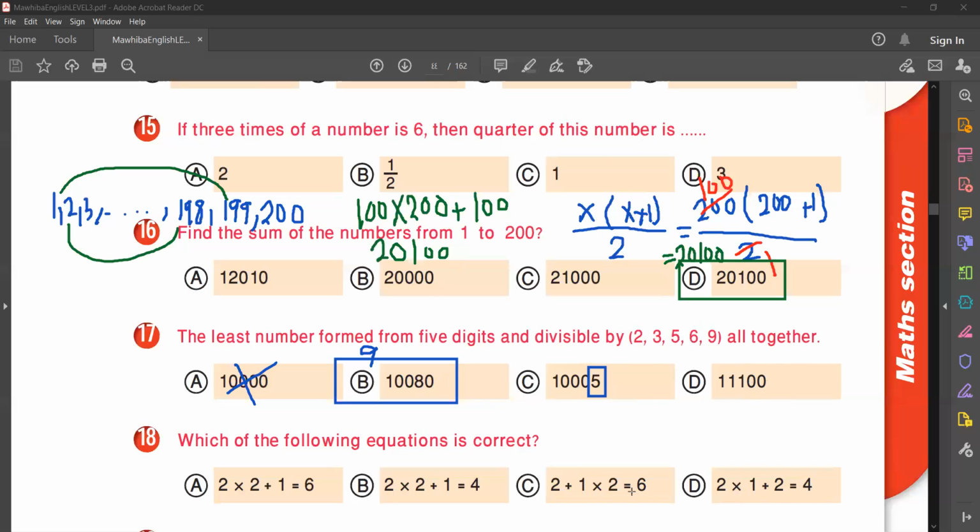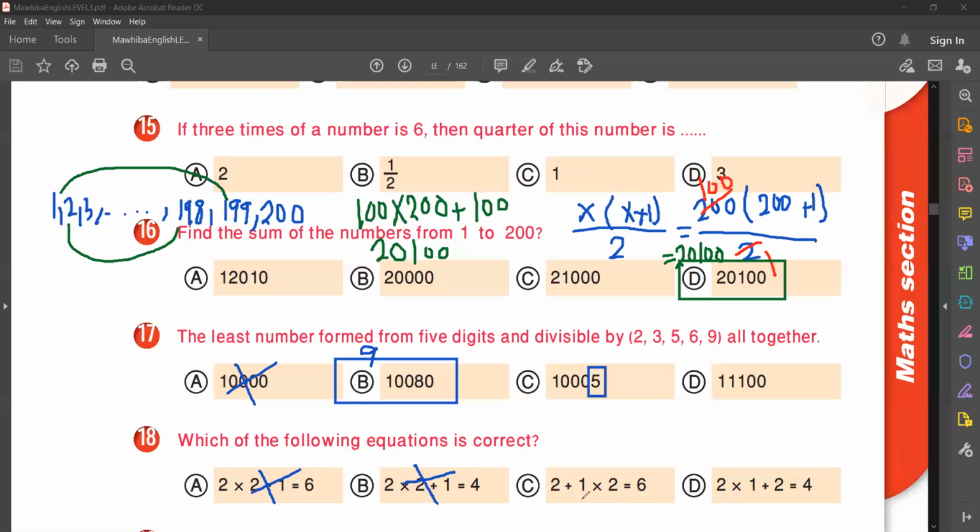Okay, now number 18. Which of the following equations is correct? Can you help me? What is the correct answer here? We try. First, you start with multiplication. 2 times 2 is 4. Plus 1 is 5, not 6. So the first one is wrong. For the second one, 2 multiplied by 2 is 4, plus 1 is 5. So the second one is wrong.